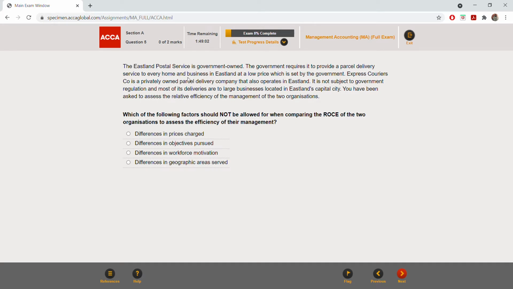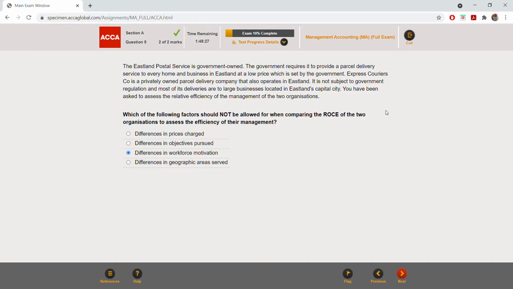The Eastland Postal Service is government owned. The government requires it to provide a parcel delivery service to every home and business in Eastland at a low price, which is set by the government. Express Couriers Company is a privately owned parcel delivery company that also operates in Eastland. It is not subject to government regulation, and most of its deliveries are to large businesses located in Eastland's capital city. You have been asked to assess the relative efficiency of the management of the two organizations. So definitely it is differences in workforce motivation. This should not be allowed for.